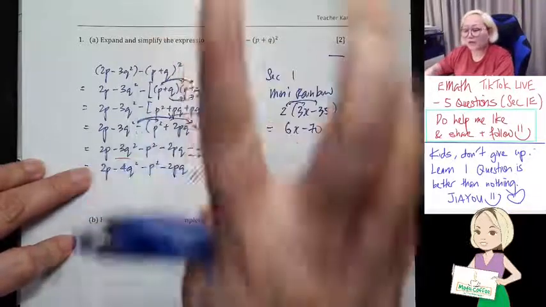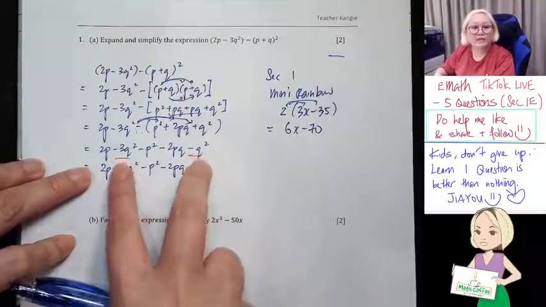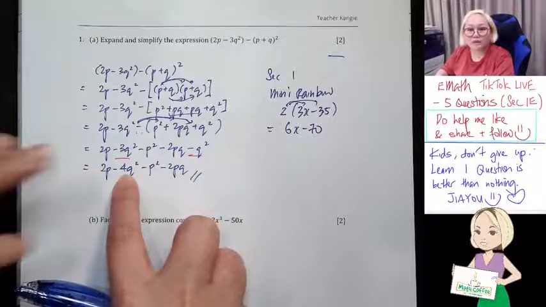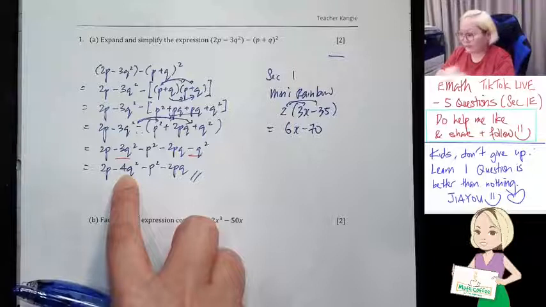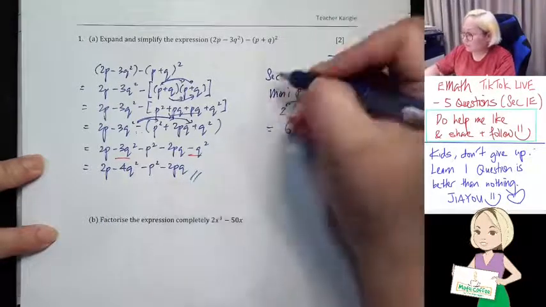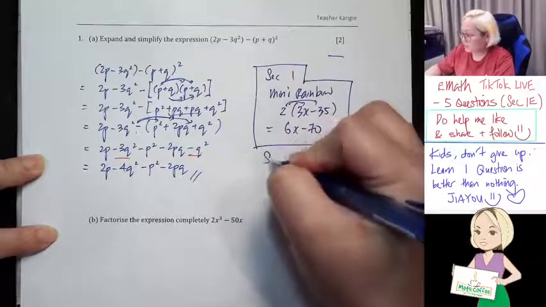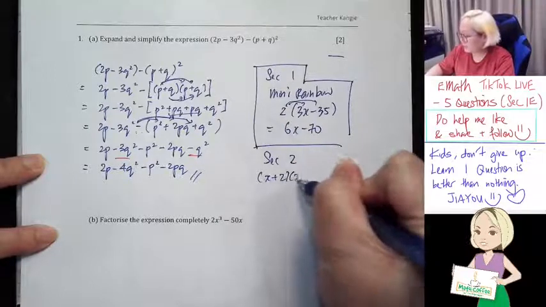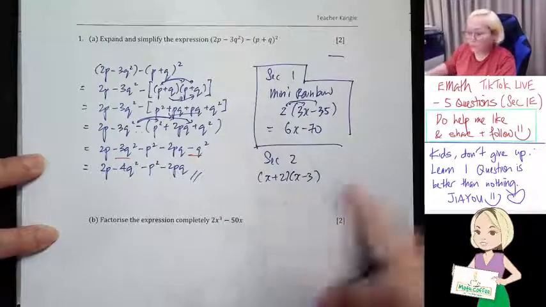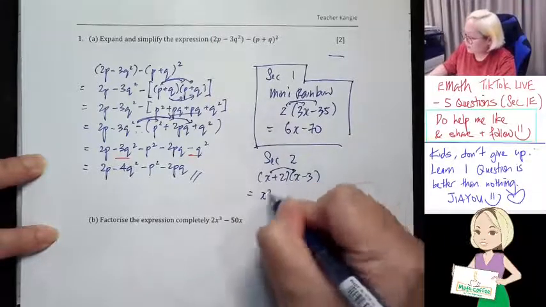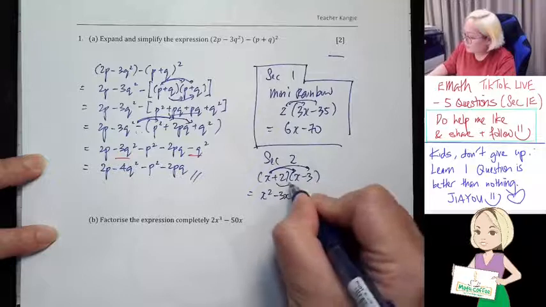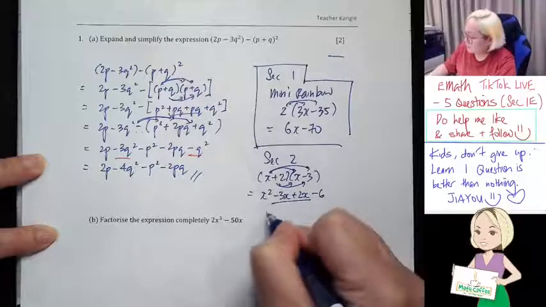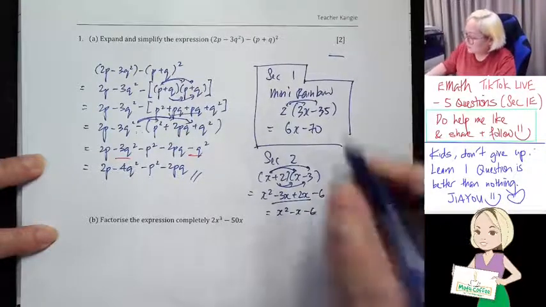Simplify doesn't mean factorize. Simplify is trying to say you group the like terms together. So these two red ones are like terms, so it becomes minus 4q squared. So this is called simplify. Don't get yourself confused between the words factorize and simplify. This one is the mini rainbow during Sec 1. In Sec 2, they will start to do the big rainbow. Things like, for example, (x + 2) and then (x - 3). This is the big rainbow. This one times this one, x squared. This one times this one, minus 3x. This one times this one, plus 2x. This one times this one, minus 6. These two are like terms, so when you simplify, it is x squared minus x minus 6.